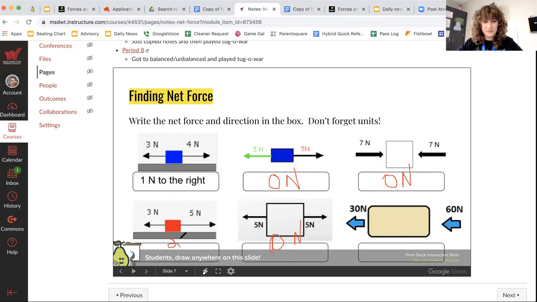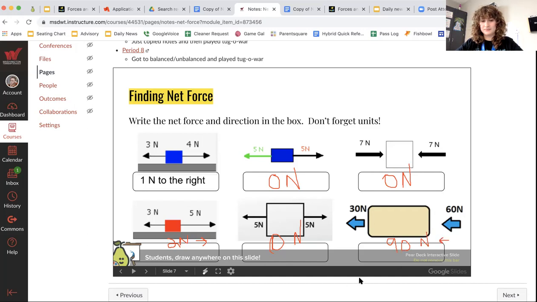Which direction? Which direction wins? To the right. Now this one's tricky. We have 2 arrows going to the left. So they're on opposite sides of the box, but they're pointing in the same direction. So 30 plus 60 equals 90 newtons, and the direction would be to the left.